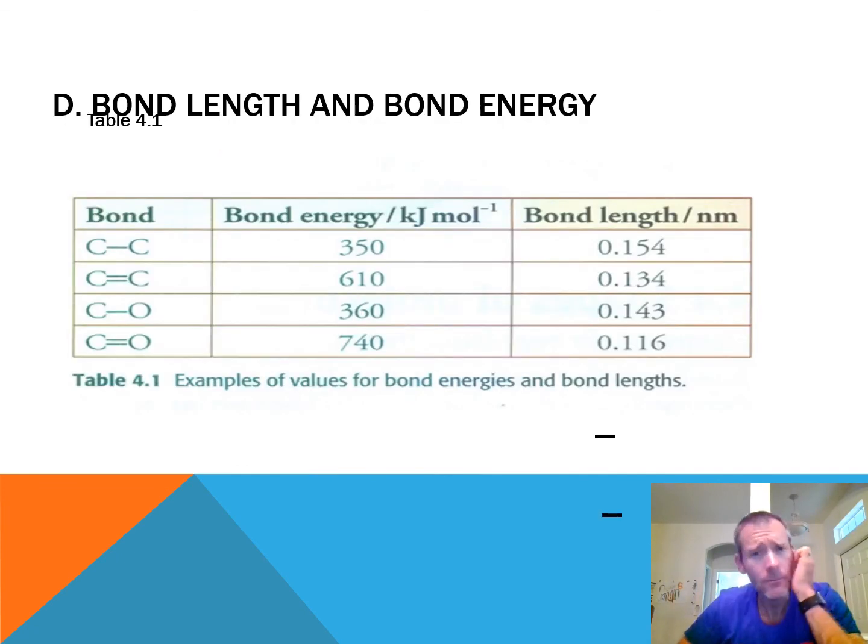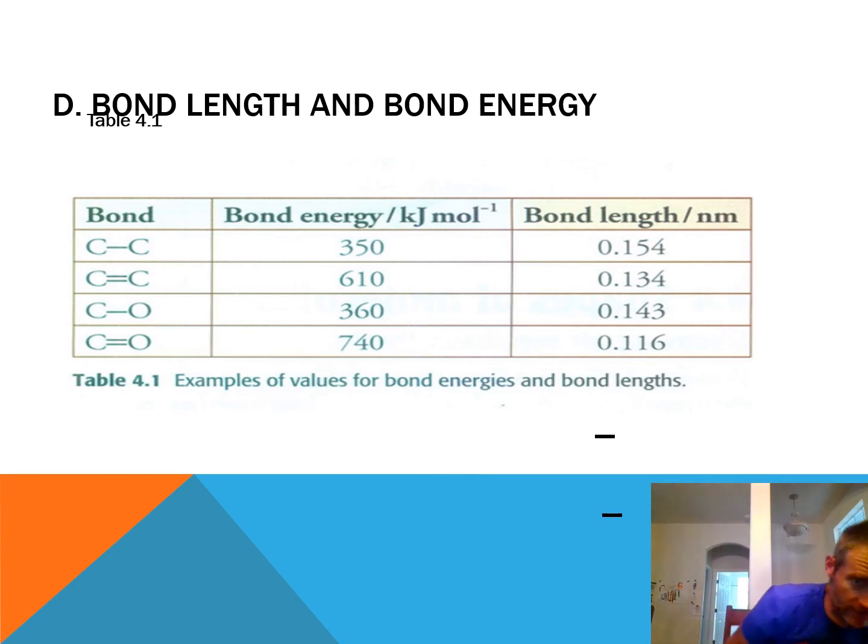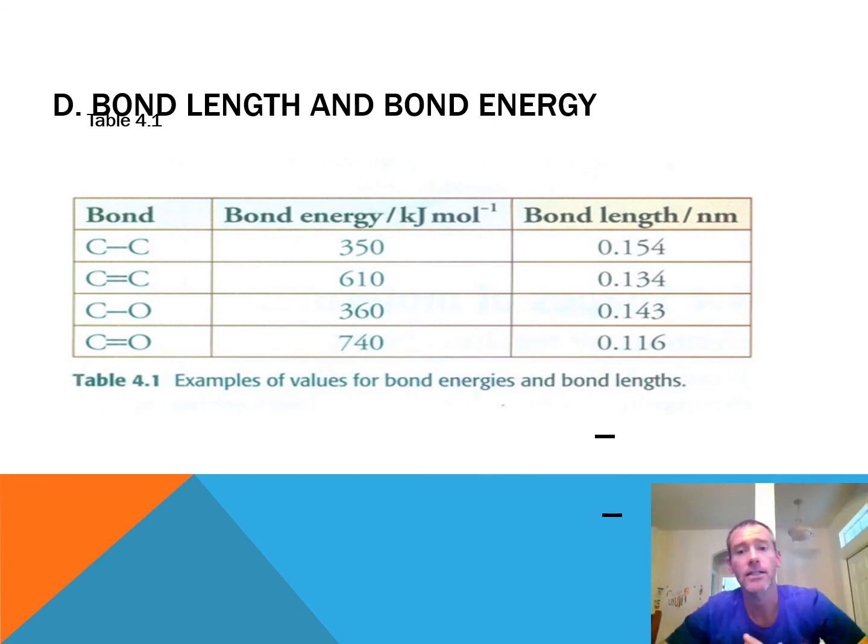Alright, bond energy. So what happens with double and single bonds? Notice that the single bond takes a lot less energy to break, almost half that of a double bond. And you can notice the length also shrinks. The length of a carbon double bond is 0.134 nanometers, and a single bond is 0.154 nanometers, which makes sense. There are more electrons, so there's going to be more energy to break, and it's going to have a tighter bond length.